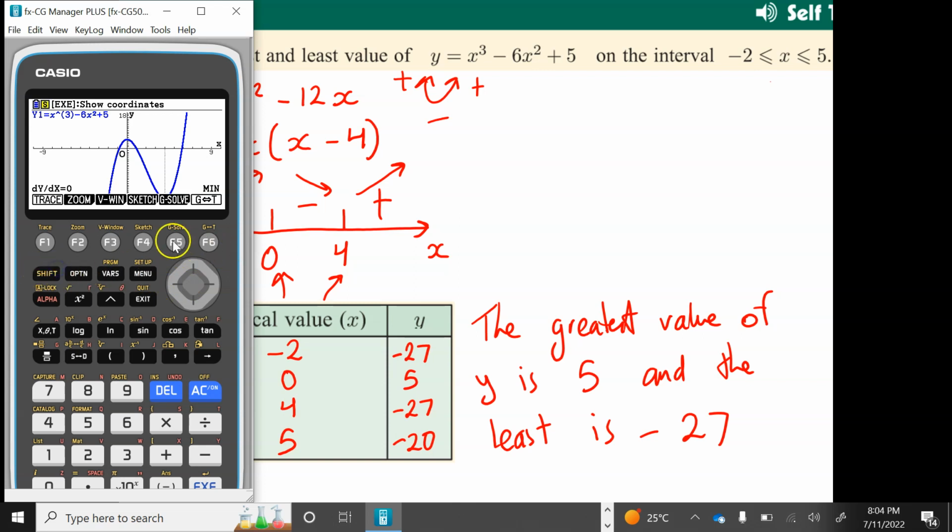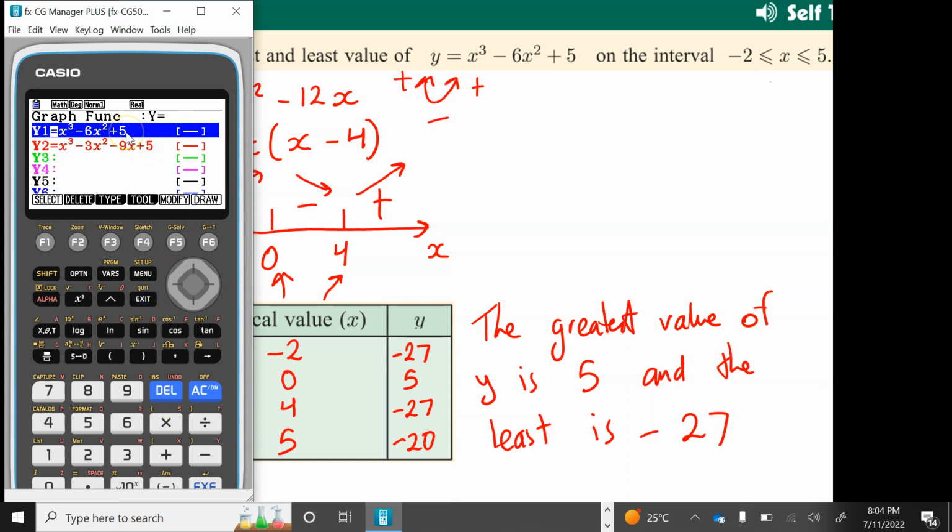And sorry, what was that? The y-coordinate of the max that we had here, the local max, it's 5. Oh yes, 5, that's looking good there. Well, now I also have to check the -2 and the 5. So let's go and do a shift trace. -2, I'm getting a y-coordinate of -27, perfect. That's that one there. And I'll type in 5 now. 5. And looks like I have -20. Okay, alright.